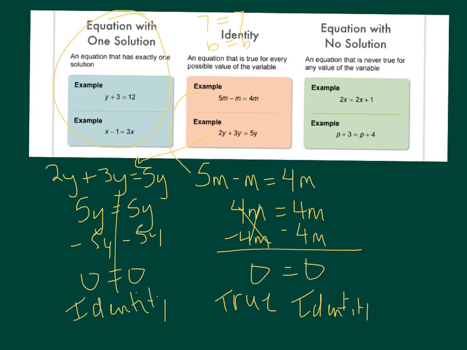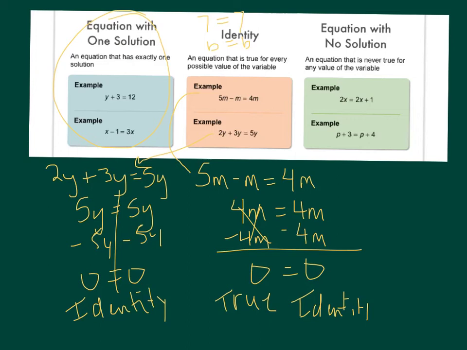Notice these don't happen all the time. And if you notice, my variable disappeared or got canceled both times. If your variable doesn't get canceled, you just have one solution, x equals whatever you got for your answer. All right, let's try another one.